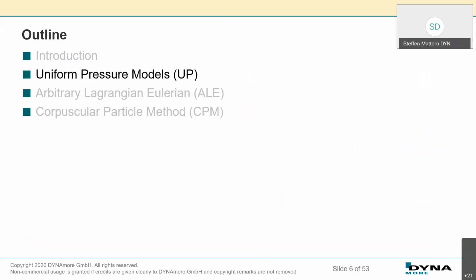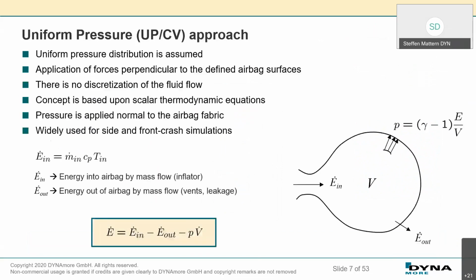Okay, let's start with the uniform pressure approach. The uniform pressure approach is based on the assumption of a uniform pressure distribution, of course, as the name says, inside the control volume. The fluid, which in our case is the gas domain, is here represented by a pressure boundary condition, which applies forces perpendicular to the defined surfaces. Hence, there is no discretization of the fluid. The formulation is based on a balance of energy into and out of the airbag, and the work done by the pressure for the change of the volume.